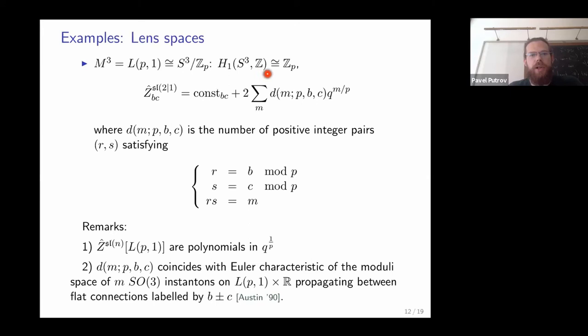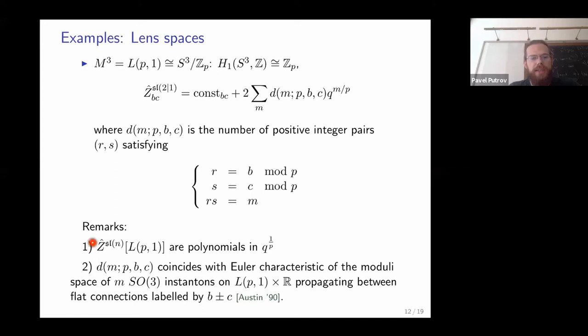And there's a generalization for lens spaces L(P,1). In this case we have H1 isomorphic to Z_P. And so the pair of elements of Z_P, the Z hats, turn out to be generating functions for certain numbers, numbers which answer a counting problem. So it's a count of pairs R and S such that the product is M, and they are equal to B and C respectively modulo P.